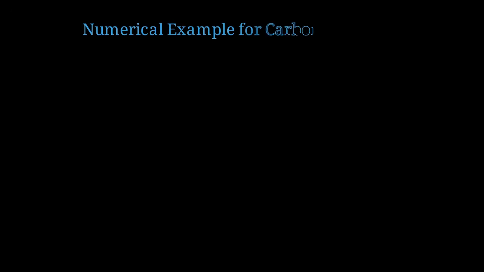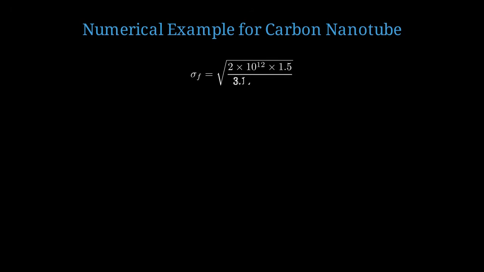Let us plug in numbers for a carbon nanotube. Young's modulus is 1 terapascal, surface energy is 1.5 joules per square meter. Fracture stress equals square root of 2 times 10 to the 12 times 1.5 divided by pi times 10 to the negative 9. This gives approximately 30 gigapascals. This is significantly below the theoretical strength of 100 gigapascals. So a single adsorbate can reduce the effective strength by 70%. This is a dramatic effect from something so tiny.